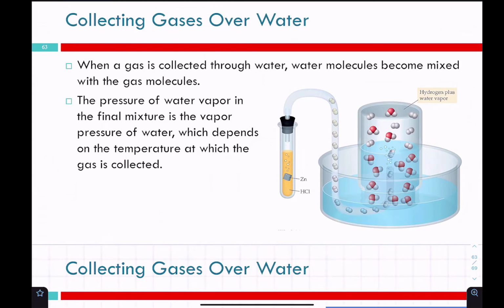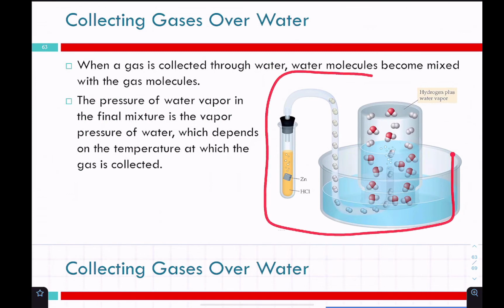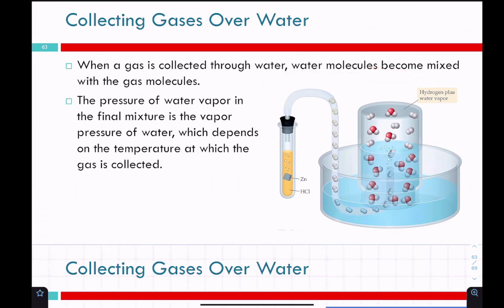Unfortunately, this is the lab that we had to skip, where you take zinc and dissolve it in hydrochloric acid to create hydrogen gas, and then you put a tube, similar to the one we were doing, up into an upside down beaker. Now this beaker starts full of water.